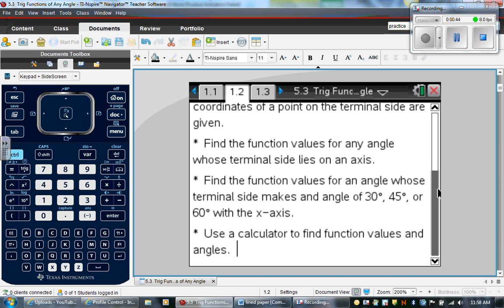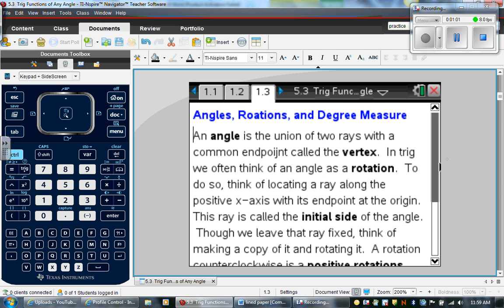Find the function values of an angle whose terminal side makes an angle of 30, 45, or 60 degrees with the x-axis. And use the calculator to find function values and angles. So those are our goals for this lesson. This lesson will span more than one day, 2 to 3. All right, so angles, rotations, and degree measures.